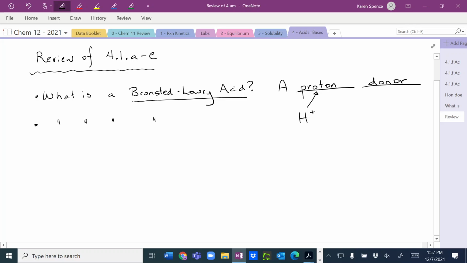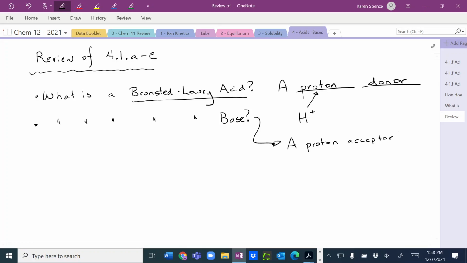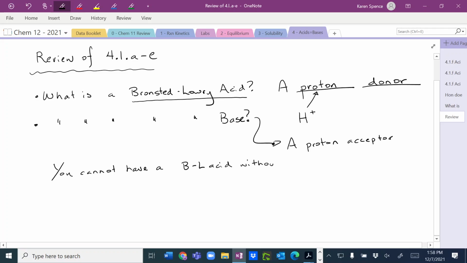What is a Bronsted-Lowry base? A proton acceptor, yes. You cannot have one of them without the other. Imagine that you were trying to donate a proton, but no one would take it. You're not going to have any luck, and if nobody wants to give you a proton, you cannot accept one. You cannot have a Bronsted-Lowry acid without a Bronsted-Lowry base. They don't work.